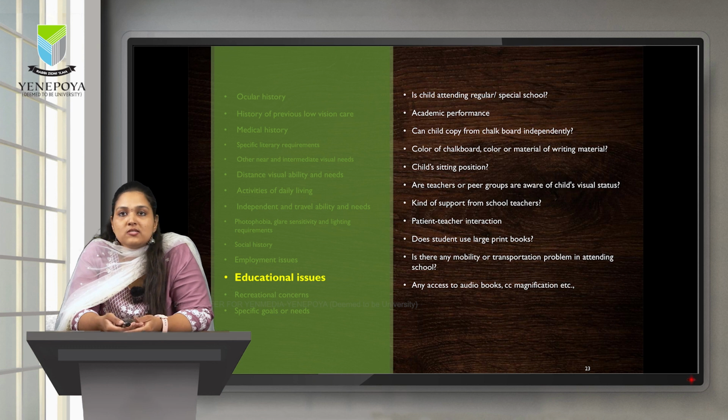Does the student use large print tools? If it is used, then who has given it, or how is the child using it? Then what is the condition of the tool now? Is there any mobility or transportation problem in attending school? Is the child already using any audio books or magnification devices or not?